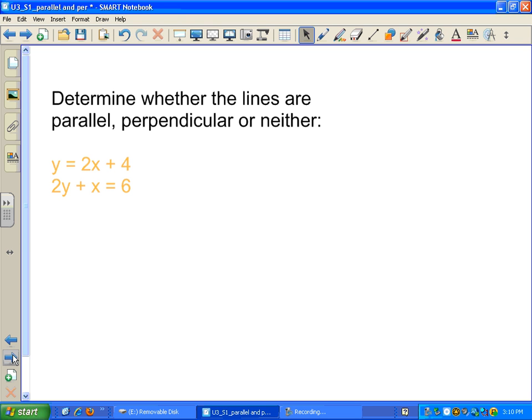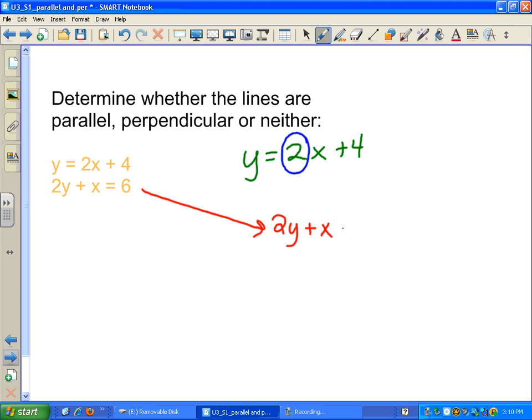Welcome back. All right, let's check to see how you did. That first equation I do not need to put in slope-intercept form because it's already in slope-intercept form. y equals 2x plus 4. So if I circle my slope, there it is, 2. Let's look at my second equation. So it's 2y plus x equals 6.